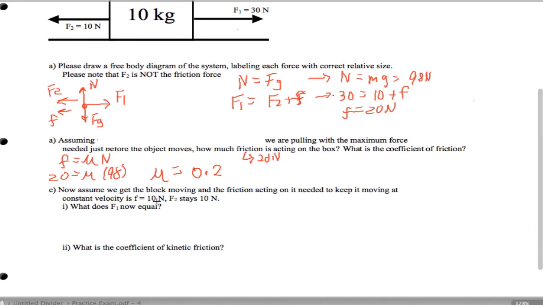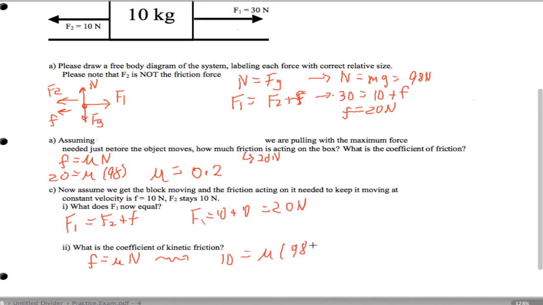Now, let's assume that we get the block moving, and the friction acting on it needed to keep it moving at constant velocity is 10. F2 stays at 10. What does F1 equal? Well, when we look at this equation from before, we have F1 equals F2 plus friction. So we're going to end up getting F1 equals 10 plus 10, which is 20 newtons. Similarly, when we want to get the coefficient of friction, we have friction, which is 10, equals mu times 98. And so we're going to end up getting mu equals a little bit over 0.1.